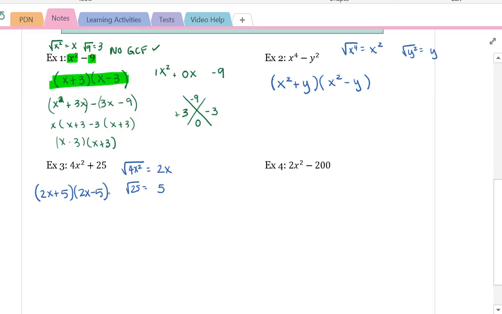And lastly, check 2 and 200. Yep, they do have a GCF. So let's factor out a 2. So I divide each of these by 2, and I'm left with x squared minus 100. X squared is perfect. 100 is perfect. The square root of x squared is equal to x. The square root of 100 is equal to 10. So I still have the 2 out in front. X plus 10 times x minus 10. And there's your final factored answer.